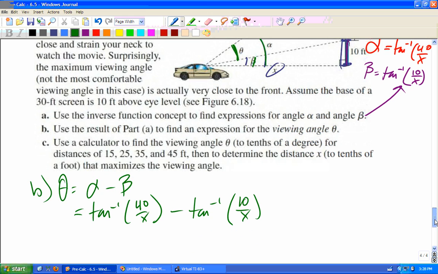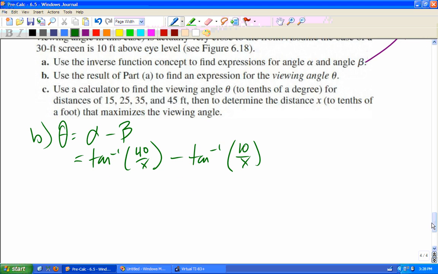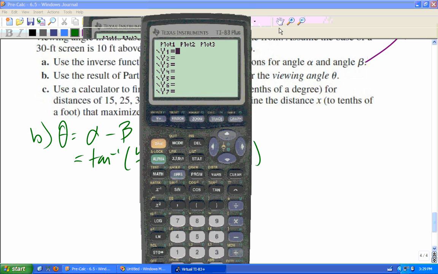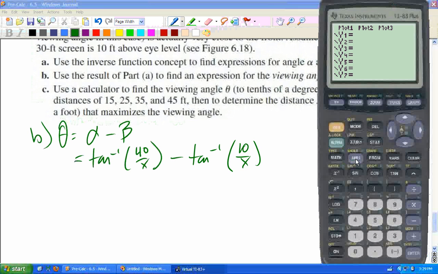I'm going to use my graphing calculator. I'm going to try to use it in a little bit more efficient way than just typing in a whole bunch of these. So I'm actually going to type in the equation right into here. My y equals second tangent inverse of 40 divided by x. Use my trace function to plug in x values, but I don't want to hit my normal window because I'm at zoom 6, so I'm going to hit window.